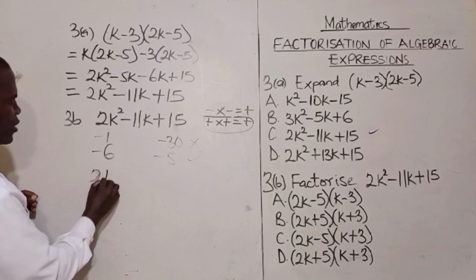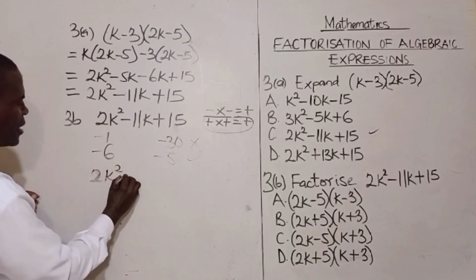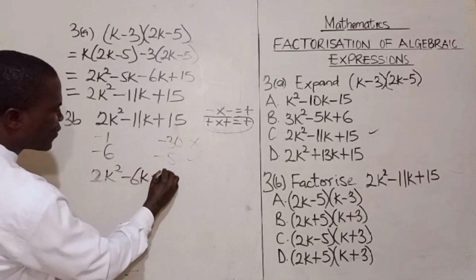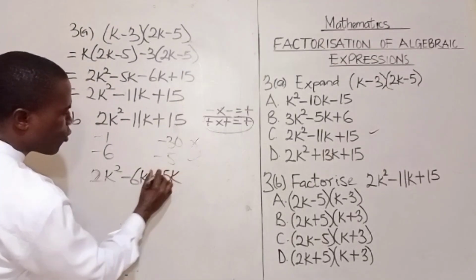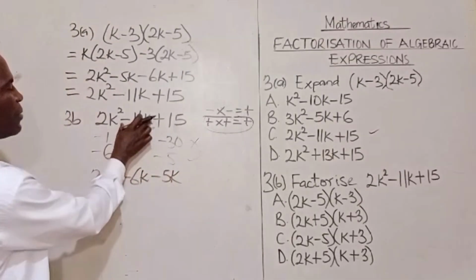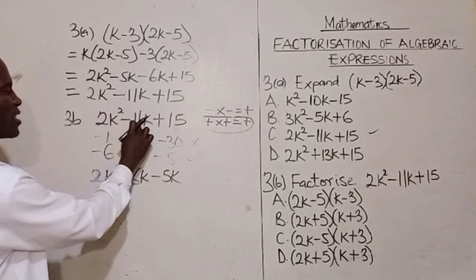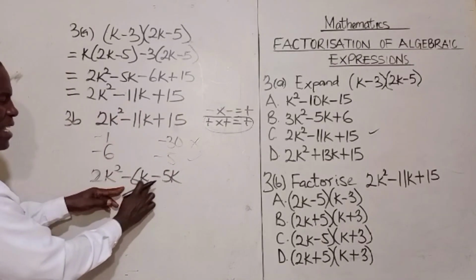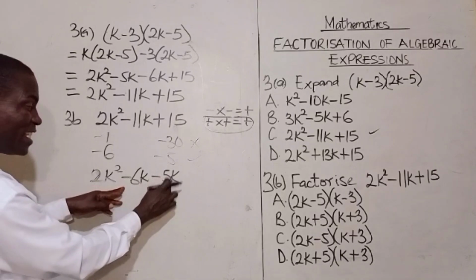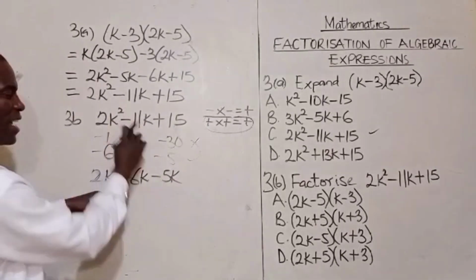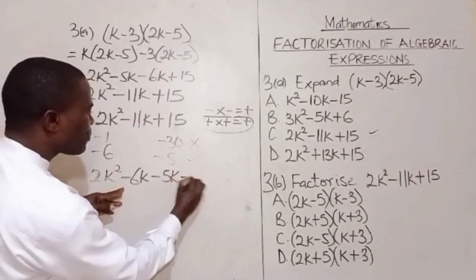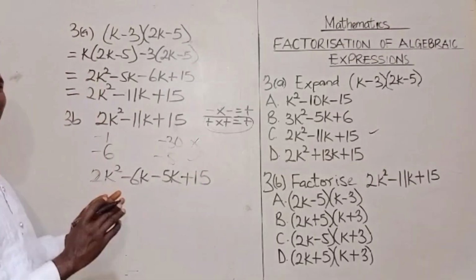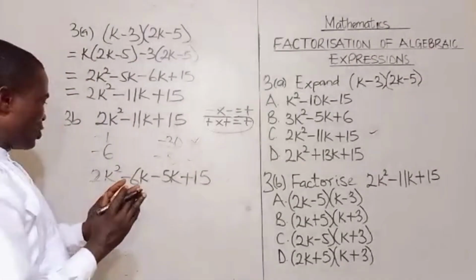That's going to give us 2k squared. Then minus 6k, minus 5k. So we have been able to replace this middle minus 11k with double, and that is minus 6k minus 5k, which is still the same thing as what is here. Then we now put plus 15. Now our aim has been achieved.